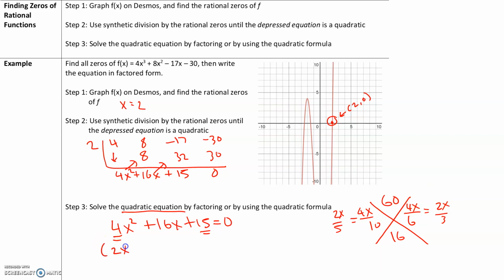And now these fall over, so we get 2x plus 5 times 2x plus 3, and that is equal to 0. Now to solve, we set each equation equal to 0 by the zero product property, so we're going to get x equals -5 over 2 and x equals -3 over 2.